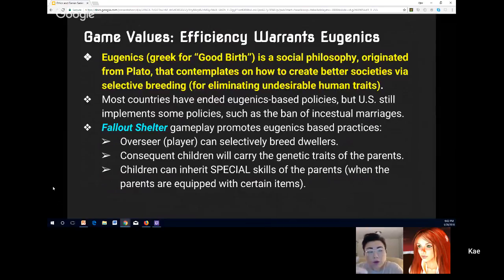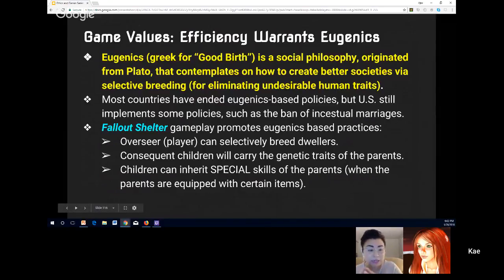So most countries in the world now have ended eugenics-based policies, but I do want to say that, for example, the US still does eugenics policies, like incestual marriages are banned, and technically that's eugenics, right? That's part of eugenics. So in this game, Fallout Shelter actually promotes eugenics-based practices. So I just listed 3.